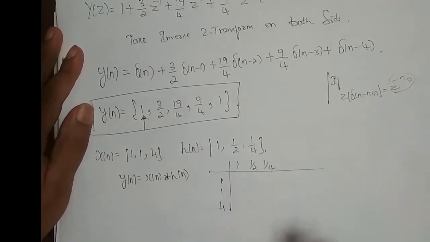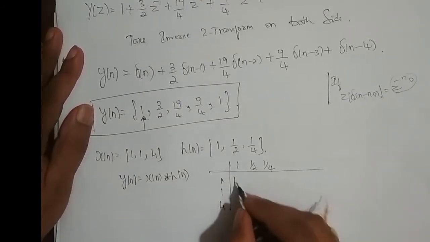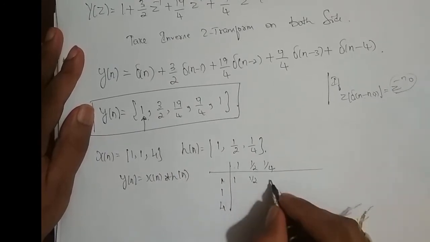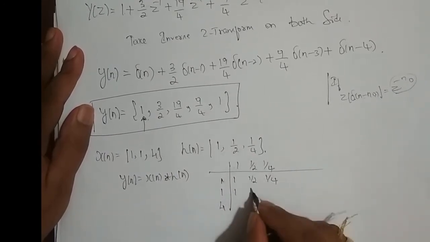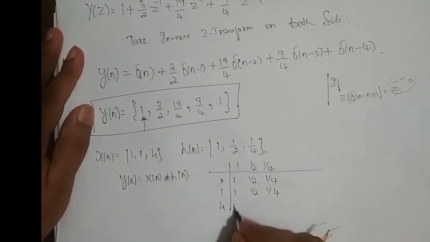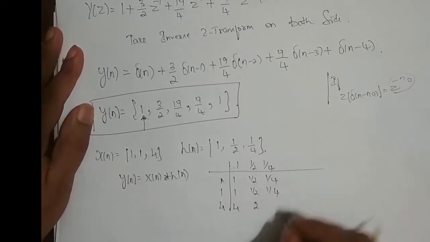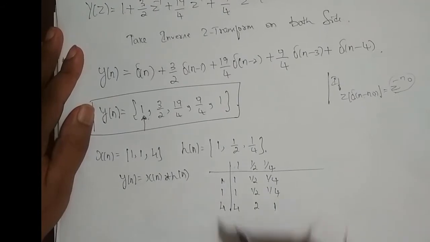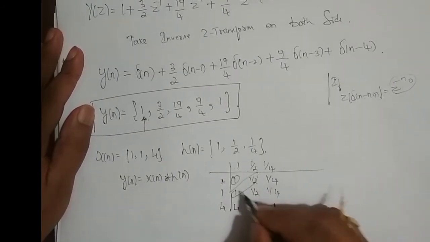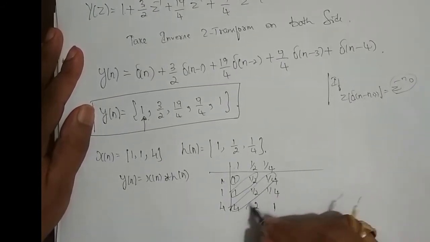Now what do I need to do? I need to multiply this. 1 into 1 is 1, 1 into 1 by 2 is 1 by 2, 1 into 1 by 4 is 1 by 4. Similarly 1, 1 by 2, 1 by 4, and 4, 4 by 2 is 2 and 1. Now I need to add these sequences.